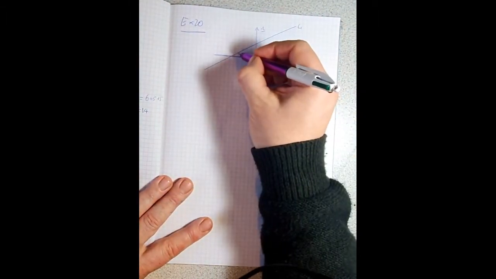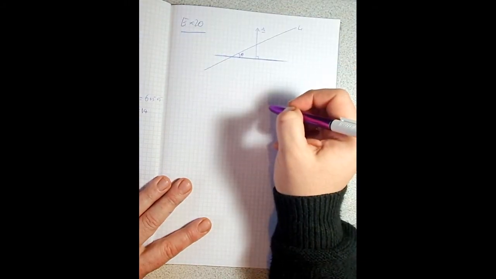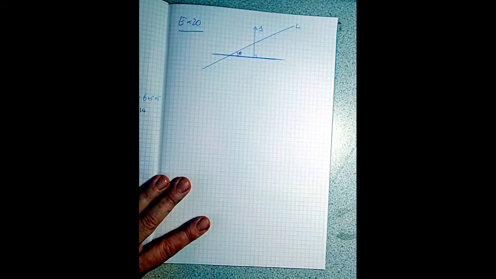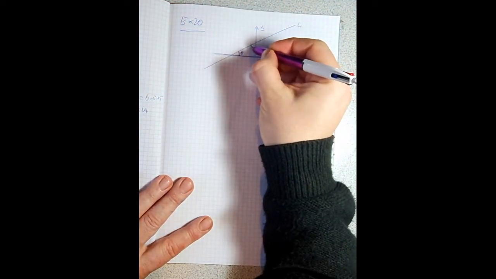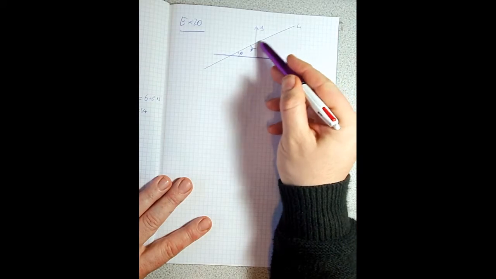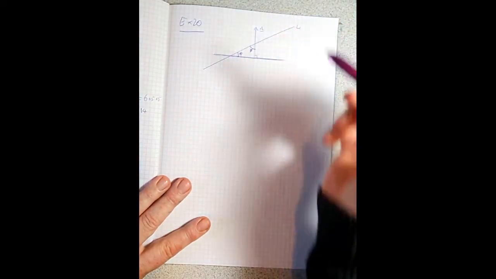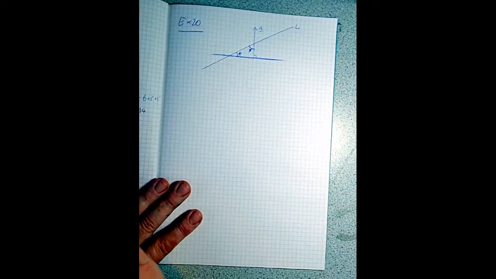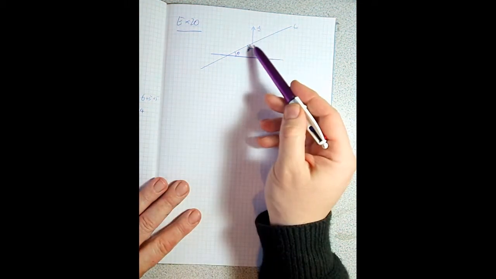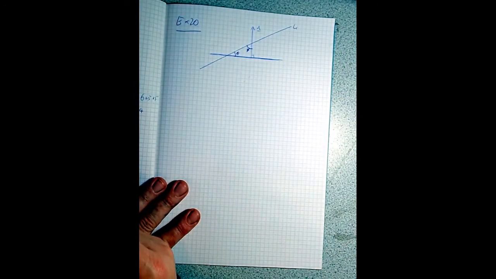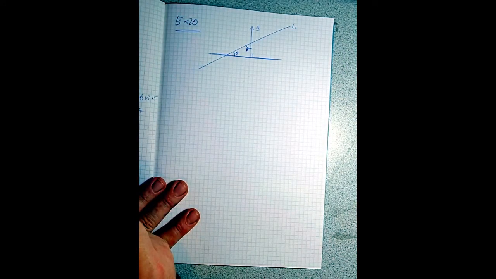And I want theta. Well, of course, what I can do is I can find the angle between my line and my normal vector and then take it away from 90. And if the question says find the acute angle and I get an obtuse angle, then I just take it away from 180.